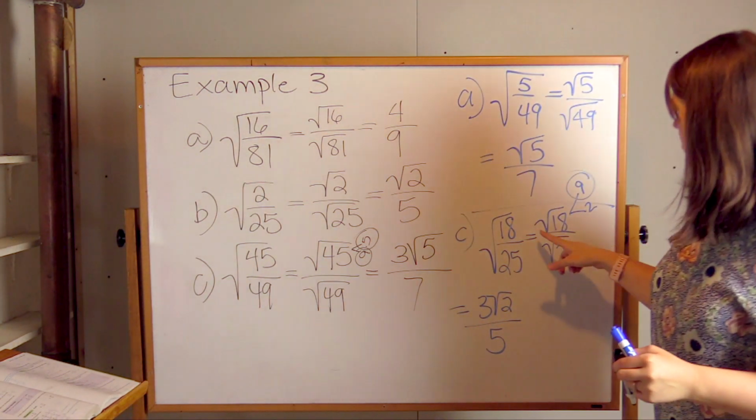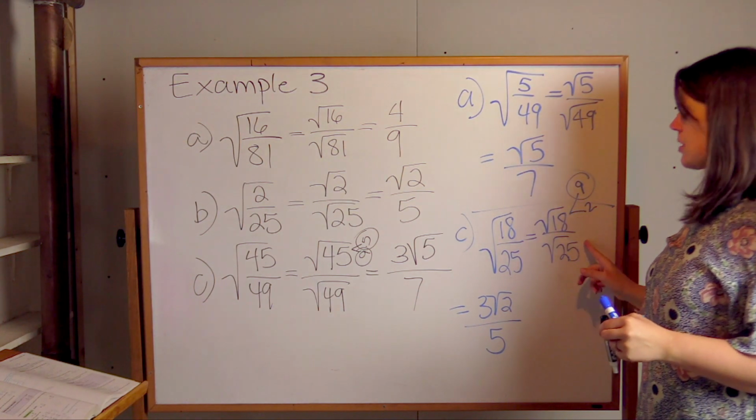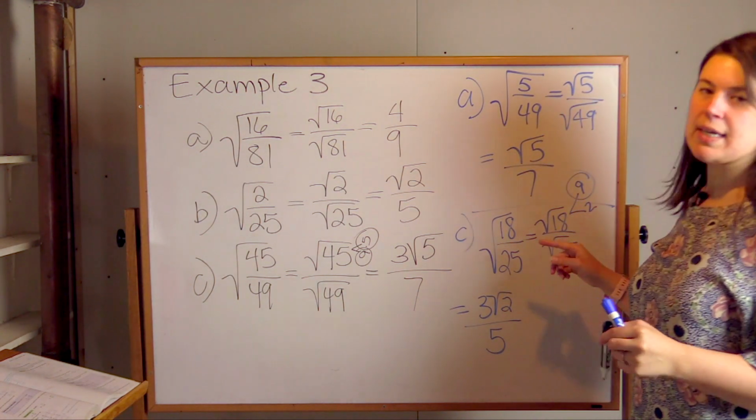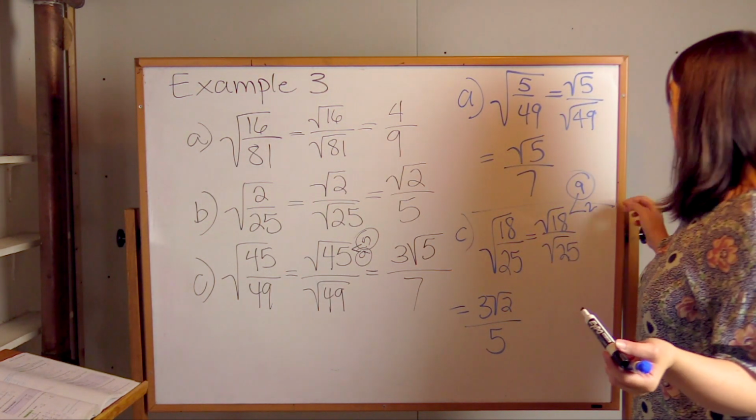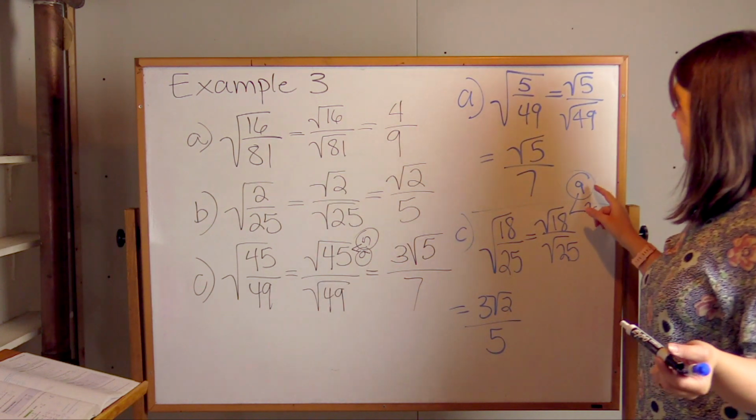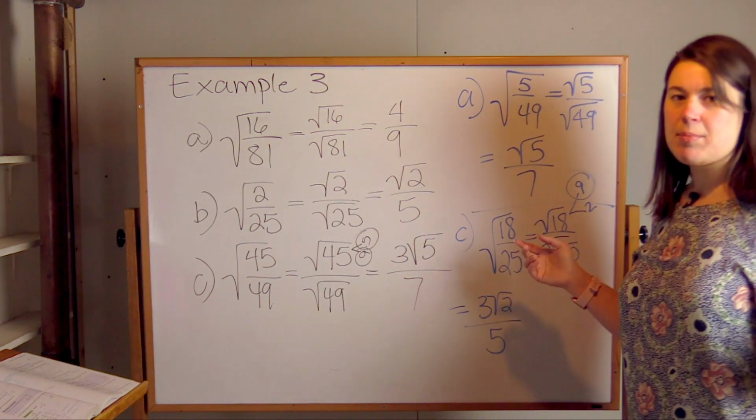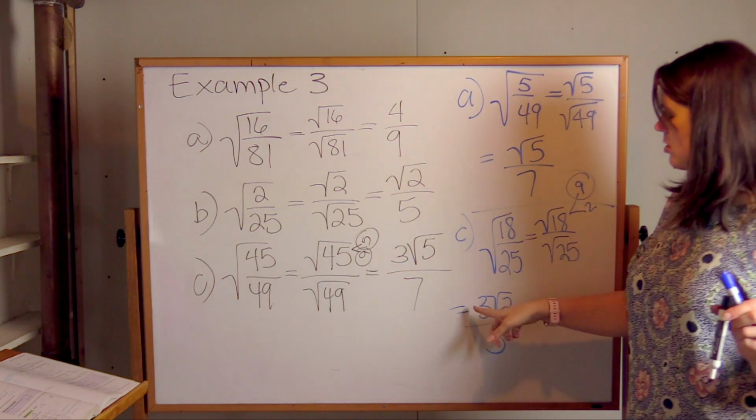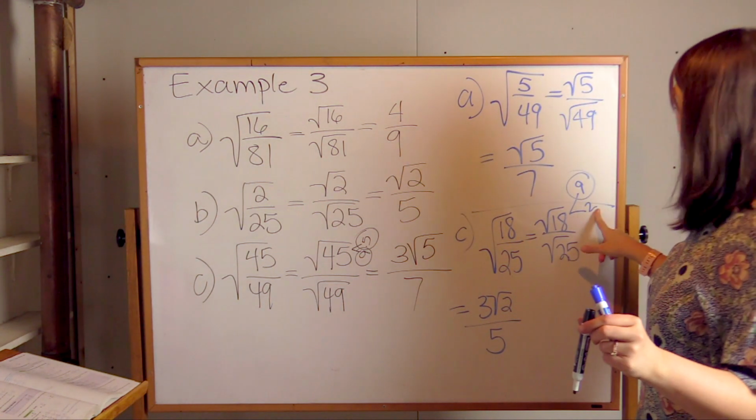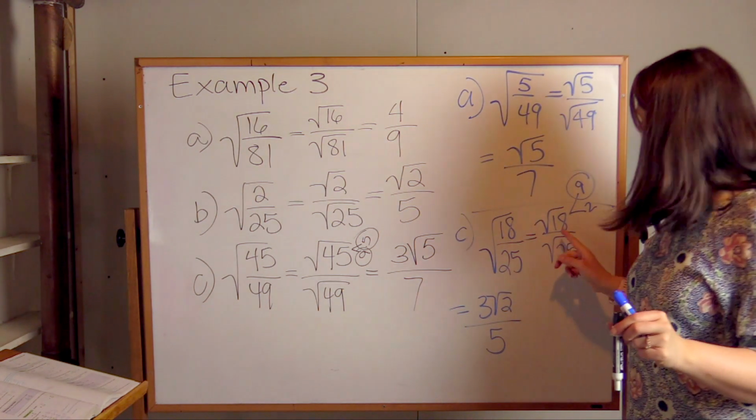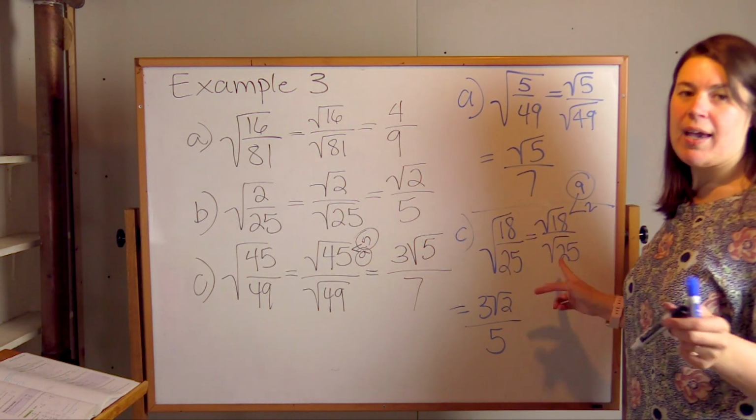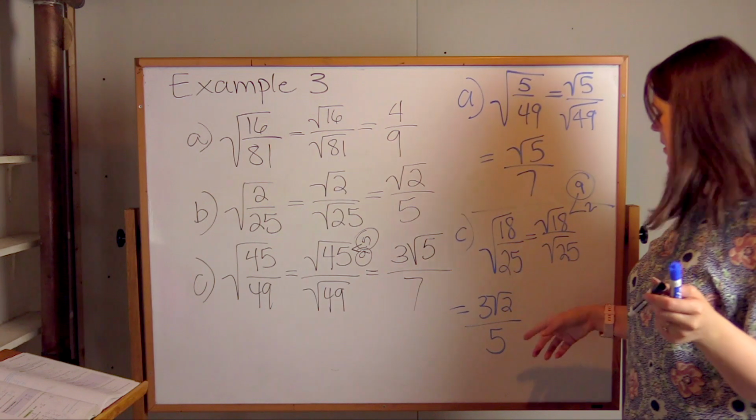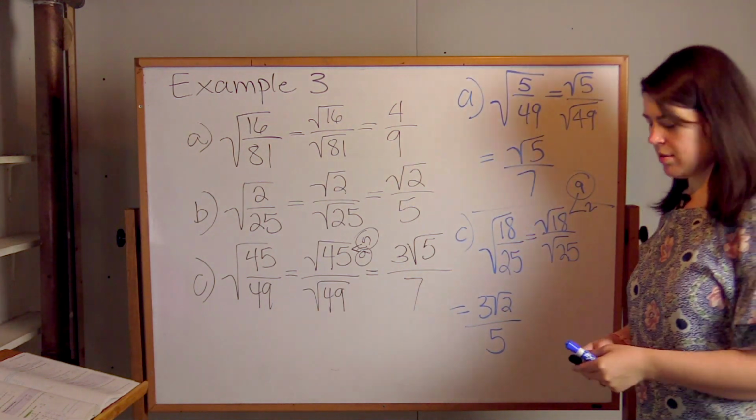On the next problem, square root of 18 over 25, I broke it into top and bottom. 18, I can't take the perfect square of, so I broke it into 2 times 9. But 9, I can take the perfect square of. So the square root of 9 is 3, so 3 is now on the outside. What's left behind? The 2. On the bottom, the square root of 25 is a perfect square, so I can take that, which is positive 5.